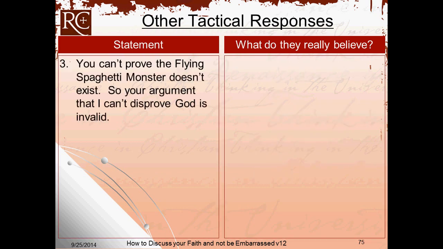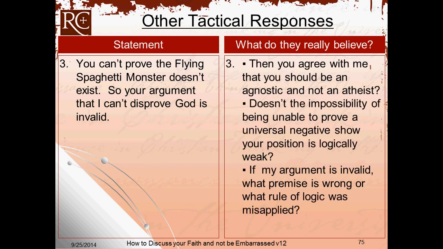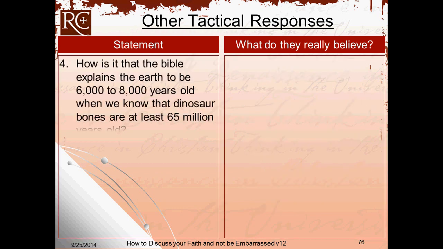Number 3. You might not hear this much, but you can't prove the flying spaghetti monster doesn't exist. So your argument that I can't disprove God is invalid. Well, in some ways this is an admission of their weak position, but they're hiding it. You could ask, then you agree with me that you should be an atheist and not an agnostic? Or, more technically, doesn't the impossibility of proving a universal negative show your position is logically weak? You could ask, if my argument is invalid, what premise is wrong, or what rule of logic was misapplied?